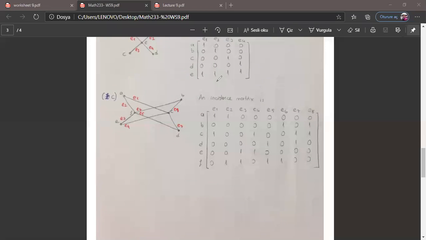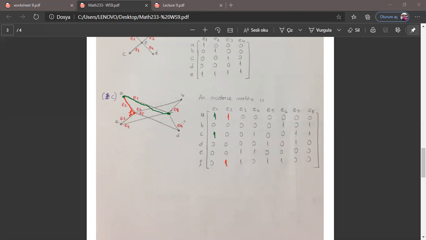Now we again enumerate the edges and write them above the matrix, and on the left we write the vertices. So for E1, we see it connects C and A. So for A and C, we write ones, and the remaining ones will be 0. What about E2? It connects A and F here. So A and F.